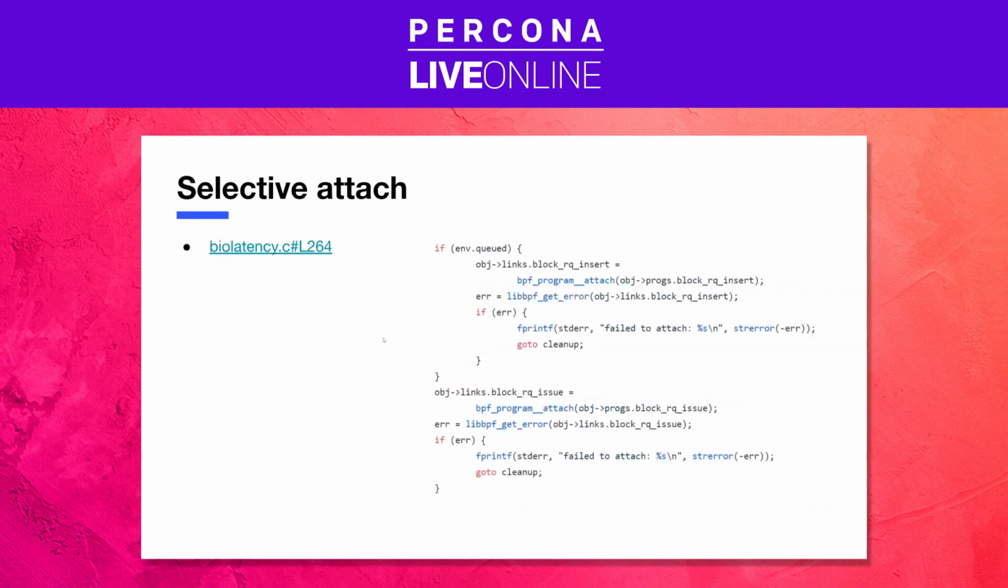By default, the BPF skeleton will automatically attach all BPF programs, but sometimes we don't want to do this. We'd rather selectively attach certain BPF programs based on command line parameters. So we can attach manually as shown in the figure. This is from the libbpf-tools project to measure the delay of the block layer.